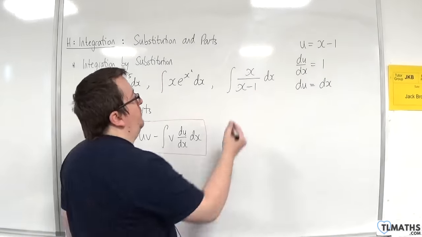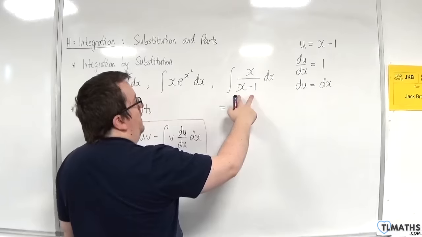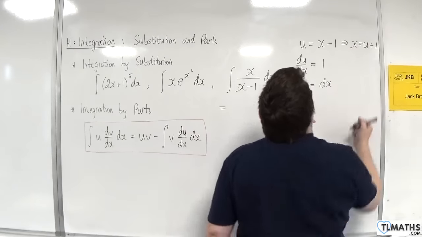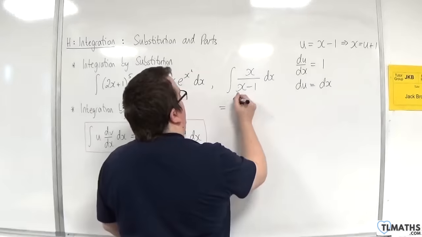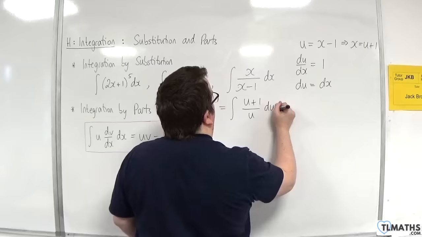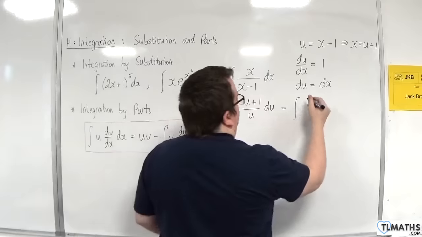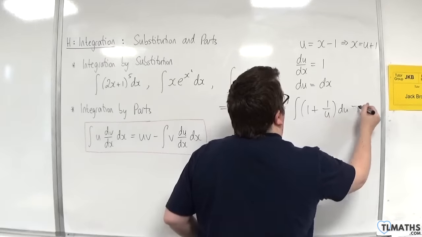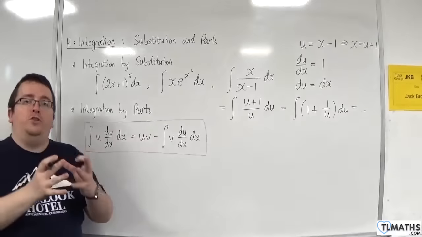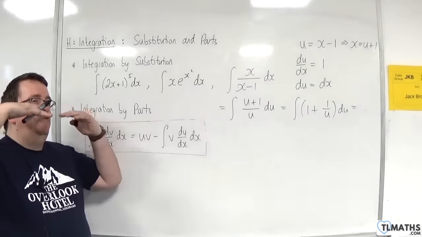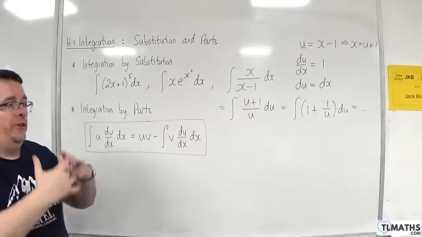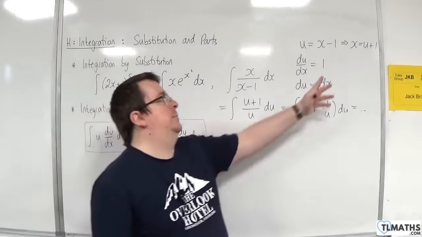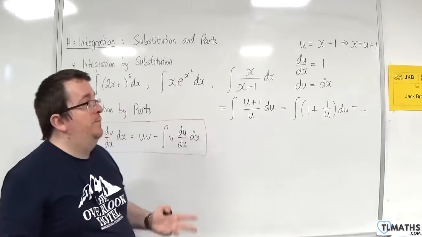In this case, I've got a replacement for the dx and for the x minus 1, but I don't have a replacement for the x, so I go back and rearrange the substitution to get x equals u plus 1. Now I've got u plus 1 over u du. Simplify that by writing it as u over u, which is 1, plus 1 over u, du, and then integrate from there. Once you're doing integration by substitution, you should get into a rigorous way of setting out your work. You start with the substitution, you differentiate it, you rearrange, and then you check: do I need to go back to the substitution to make a rearrangement? Sometimes you do, which in this case you would.